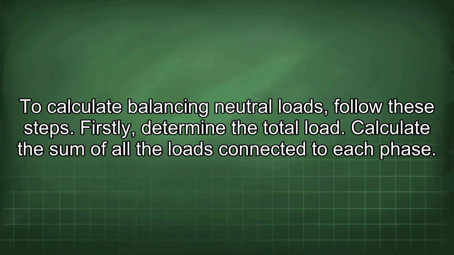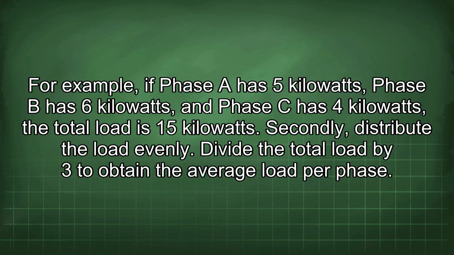To calculate balancing neutral loads, follow these steps. Firstly, determine the total load. Calculate the sum of all the loads connected to each phase. For example, if phase A has 5 kilowatts, phase B is 6 kilowatts, and phase C is 4 kilowatts, the total load is 15 kilowatts.